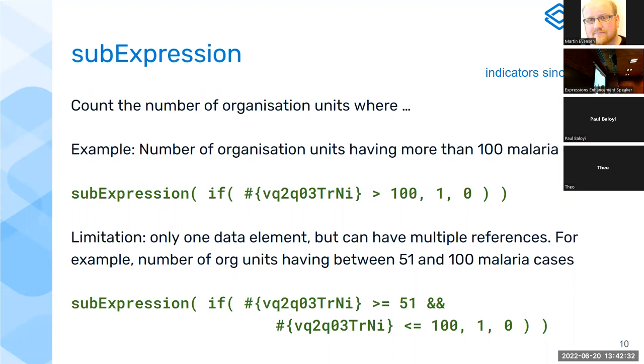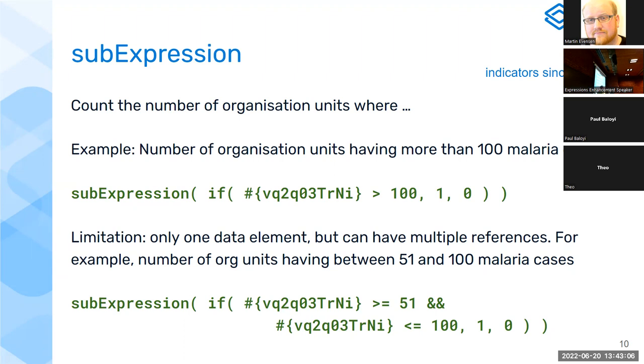This is very limited. And that's a perfect question to set up the rest of the slide. The limitation of sub-expression, at least at the moment, is that you can only have one data element. Now you can repeat that data element multiple times in the sub-expression. So you can say if it's greater than or equal to 51 and that same data element is less than 100. And this can be a data element or it can be what we call a data element operand, the data element dot category option combo. But it has to repeat exactly the same. If you use it with a category option combo once in the expression, it must be used also in the same expression, the same way.